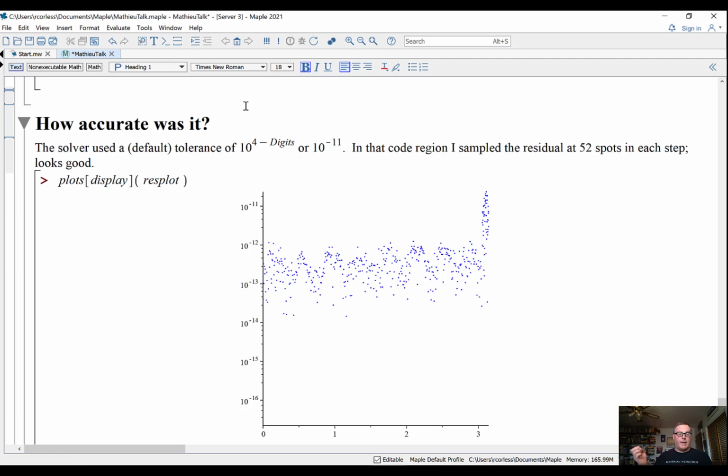I multiply it by a minus 2q times cosine of 2x times y, and evaluate all that at all of those points, and I look at what's left over, and that's 10 to the minus 12 for the most part, up to the last interval about 10 to the minus 11. Great. My solution is as accurate as I wanted it to be. If I want more accuracy, I tighten the tolerance, and away we go.